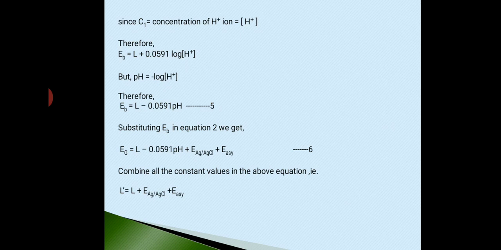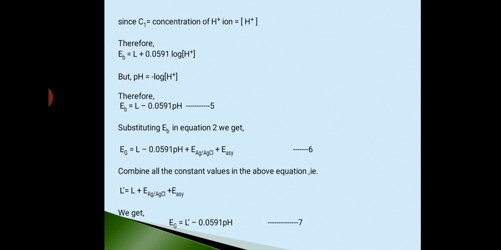L dash is equal to L plus E of Ag/AgCl plus E asymmetric, because whatever internal reference electrode, silver chloride, is there inside the glass electrode, it will also have a constant E value. Then once again, asymmetric electrode potential is constant. One more L I have. So for simplification purposes, I'll replace all this with only one L dash. So my equation for EG becomes L dash minus 0.0591 pH. Now I have one simplified EG value.